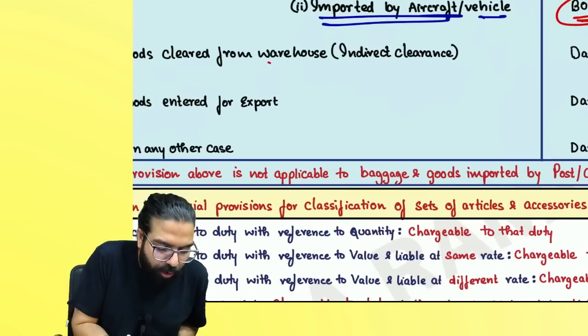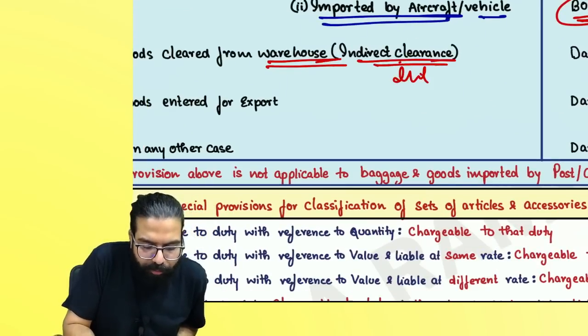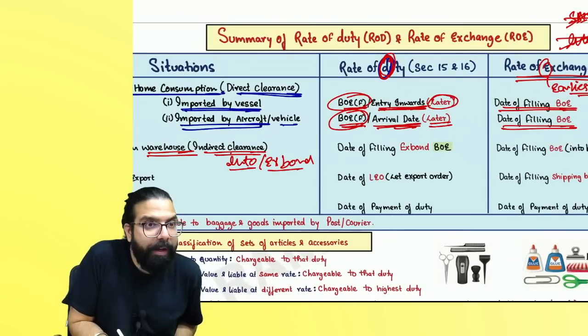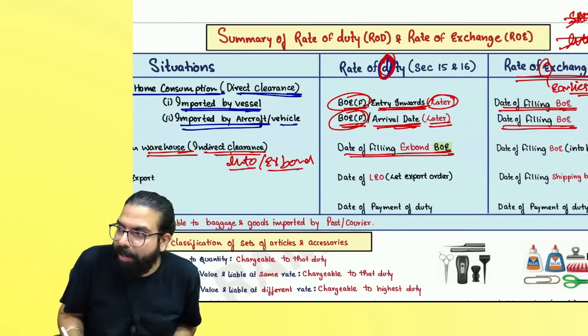The next one over here is goods cleared for warehouse. In case of warehouse, you file into bond bill of entry first and then you file ex bond bill of entry. In the case of duty, duty is always deferred. Which is later, everyone? Ex bond, and hence it will be the date of filing ex bond bill of entry.